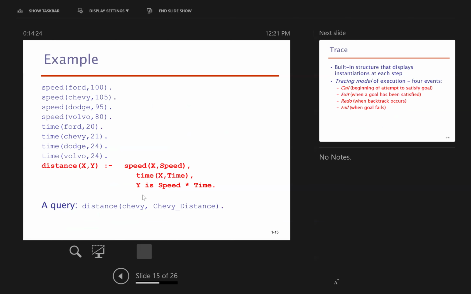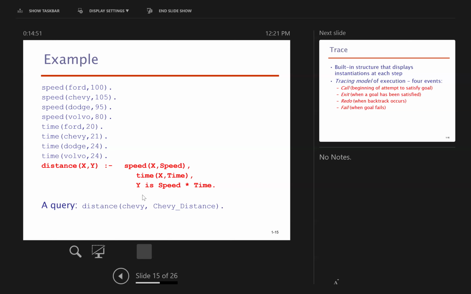Now let's see some functions. We have some facts. So we can see a speed. Let's say a Ford car goes up to 100, Chevy goes 105, Dodge 95, Volvo 80, etc., all the way down, and their time is also listed. So these are all facts, and we came up with a rule.